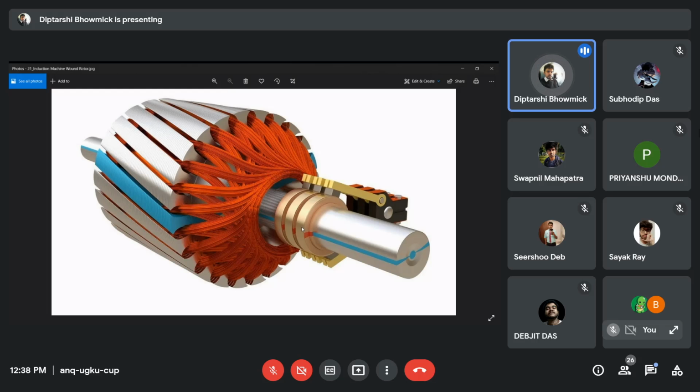You can say it a wound rotor also. Sometimes we say wound rotor, because in the rotor the windings are wound. That's why they are wound rotor.